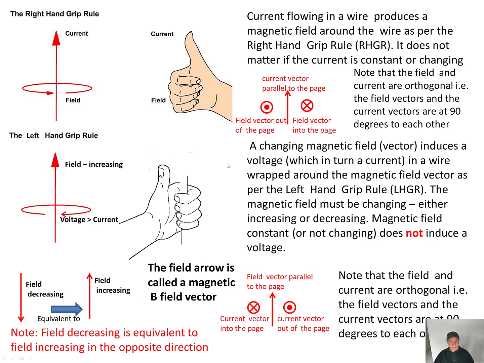Electromagnetism. The right hand grip rule. Current flowing in a wire produces a magnetic field around the wire as per the right hand grip rule. It does not matter if the current is constant or changing. Note that the field and the current are orthogonal to each other, i.e. the field vectors and the current vectors are at 90 degrees to each other.